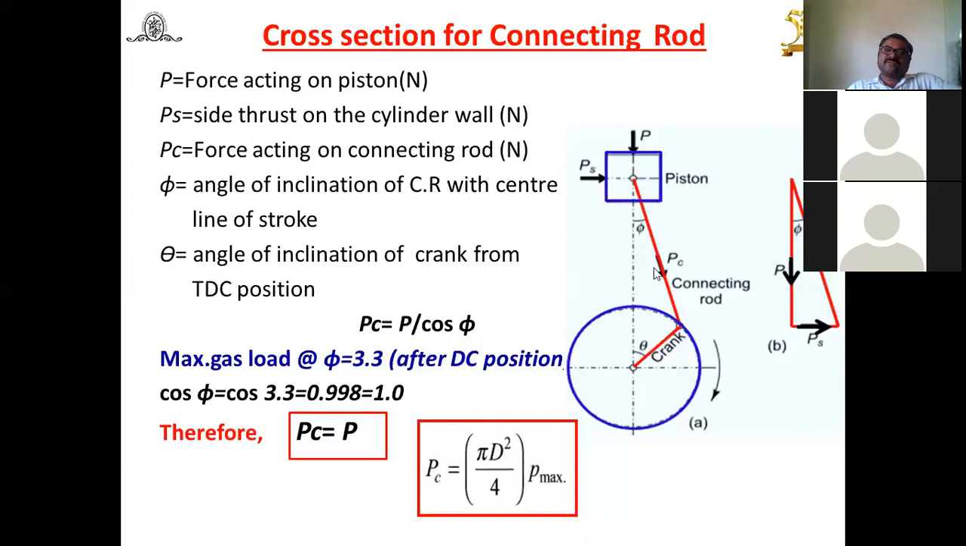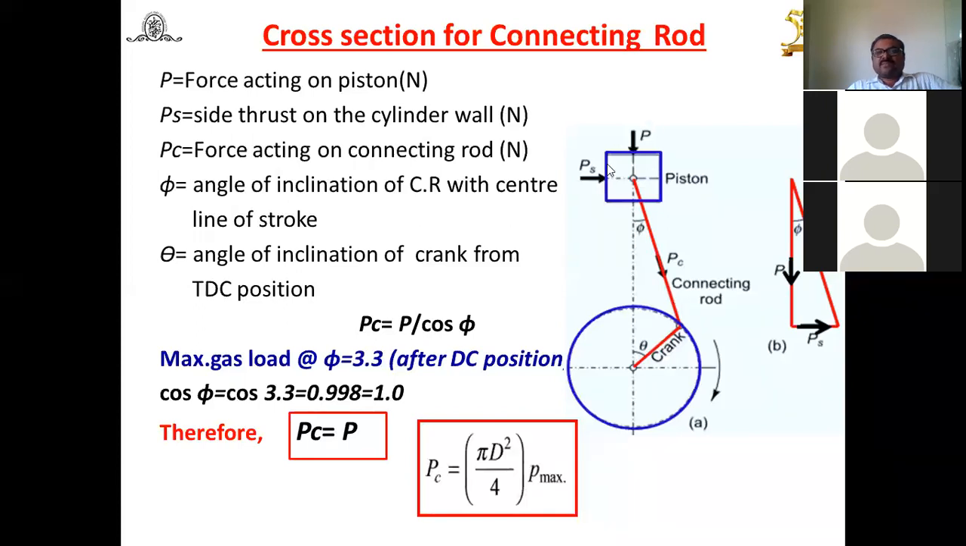But you will find the maximum gas load on the piston comes when this angle phi is in the range of 3 to 3.3 degrees. At that time you get the maximum load on the connecting rod. So substitute phi equal to 3 degrees. After substituting, cos phi becomes 0.998, which is equivalent to 1. So you can put it equal to 1, and you will get PC is equal to P.